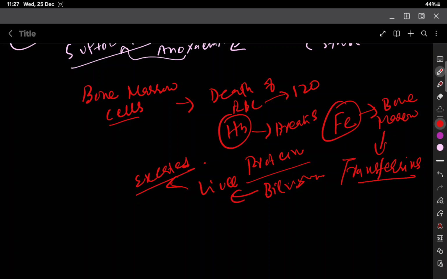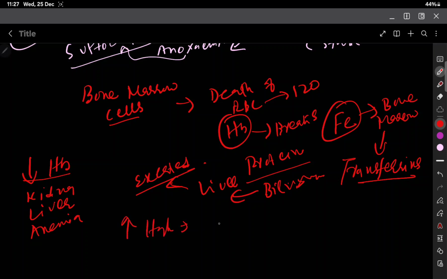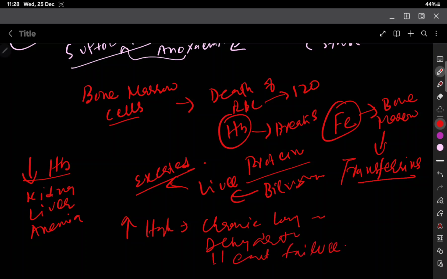Now there are various risks of high and low hemoglobin levels in our body. Low Hb levels are generally associated with kidney disease, liver disease or anemia. Anemia has different causes. Elevated levels of Hb are associated with chronic lung disease, dehydration or heart failure. So these are the conditions where there is low hemoglobin and where there is high hemoglobin.